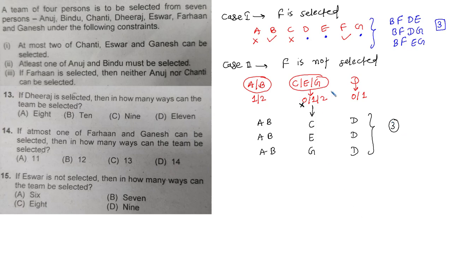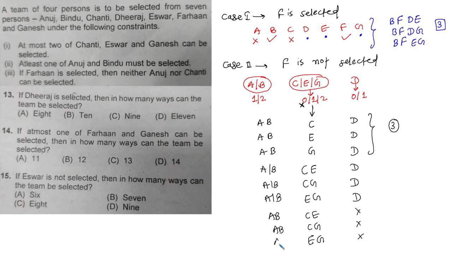Now if 2 of them are selected among C, E and G, that is C, E, C, G and E, G, and along with them D is also selected, then only one among A and B must be selected. And if two of them are selected and D is not selected, in that case both A and B must get selected. So in this situation 3 teams are possible, but in this situation how many teams are possible?